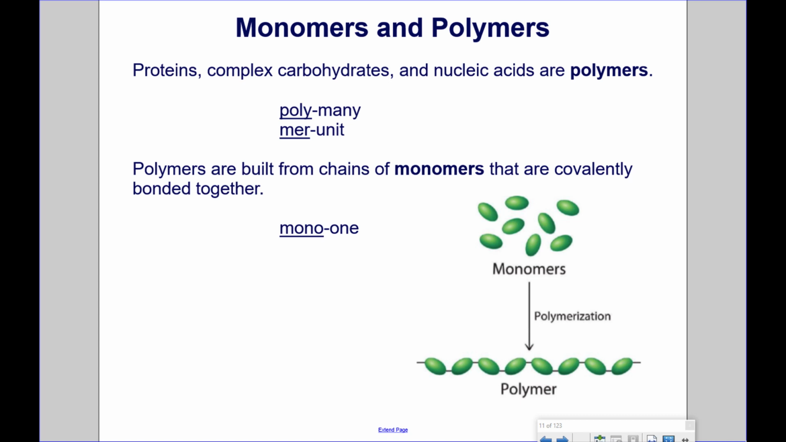Monomers and polymers. Proteins, complex carbohydrates, and nucleic acids are polymers. Poly means many, and mer means unit. Polymers are built from chains of monomers that are covalently bonded together. Mono means one. In this diagram, we see monomers that undergo polymerization. That means binding the monomers together to make a polymer, made up of many monomers.